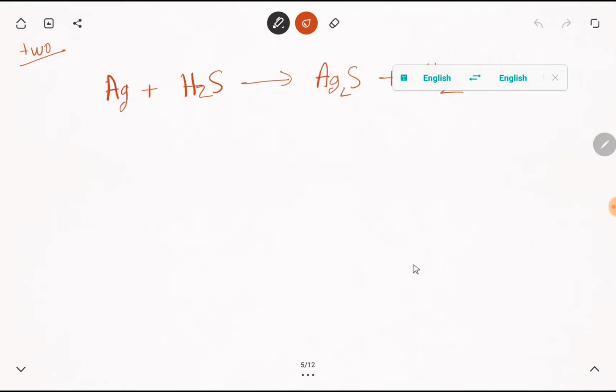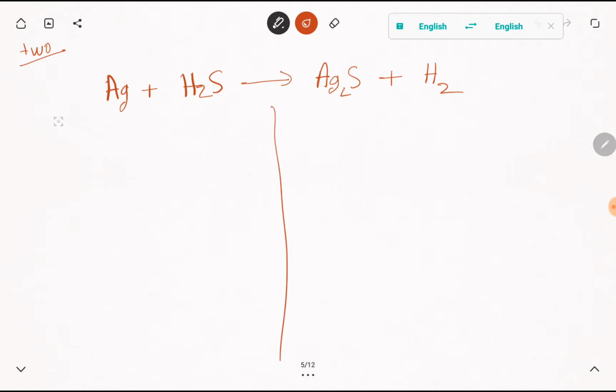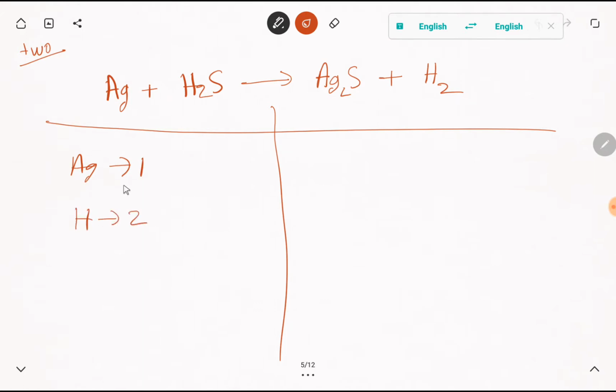Okay, how to balance this reaction? So we have to draw a table like this. In the left hand side we have silver, that is 1. Then we have hydrogen, that is 2, and then we have sulfur, that is 1. In the right hand side we have silver, that is 2, then sulfur, that is 1, hydrogen 2.